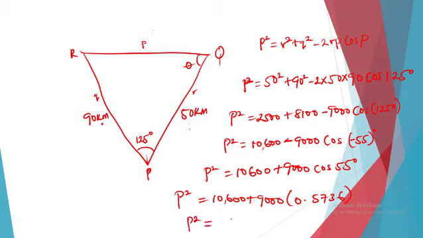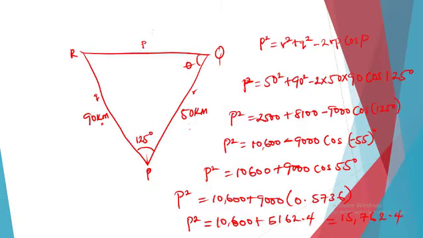P squared is then equal to 10,600 plus 9,000 times 0.5736, which will give us how much? 5162.4. And then when they're added together, we have 15,762.4 as our P squared. So finding the value of P, our P then will be equal to the square root of 15,762.4, and that will give us 125.5 kilometers.